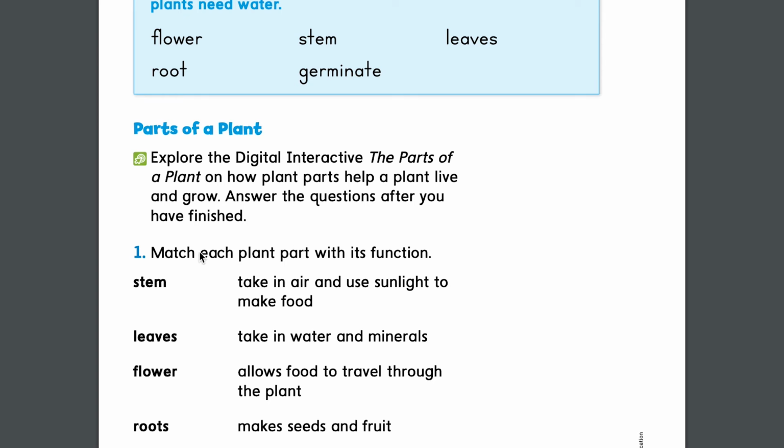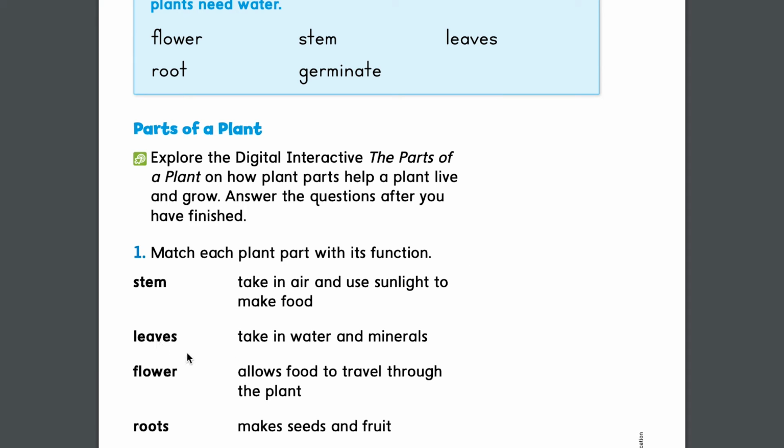Let's try to answer some of these questions using the words flower, root, stem, germinate, and leaves. Match each plant part with its function. The stem. The stem allows food to travel through the plant. Because the stem is the part that goes up from the roots to the plant, and it takes food to the leaves, to the flower. So the stem is the part that allows the food to travel through.